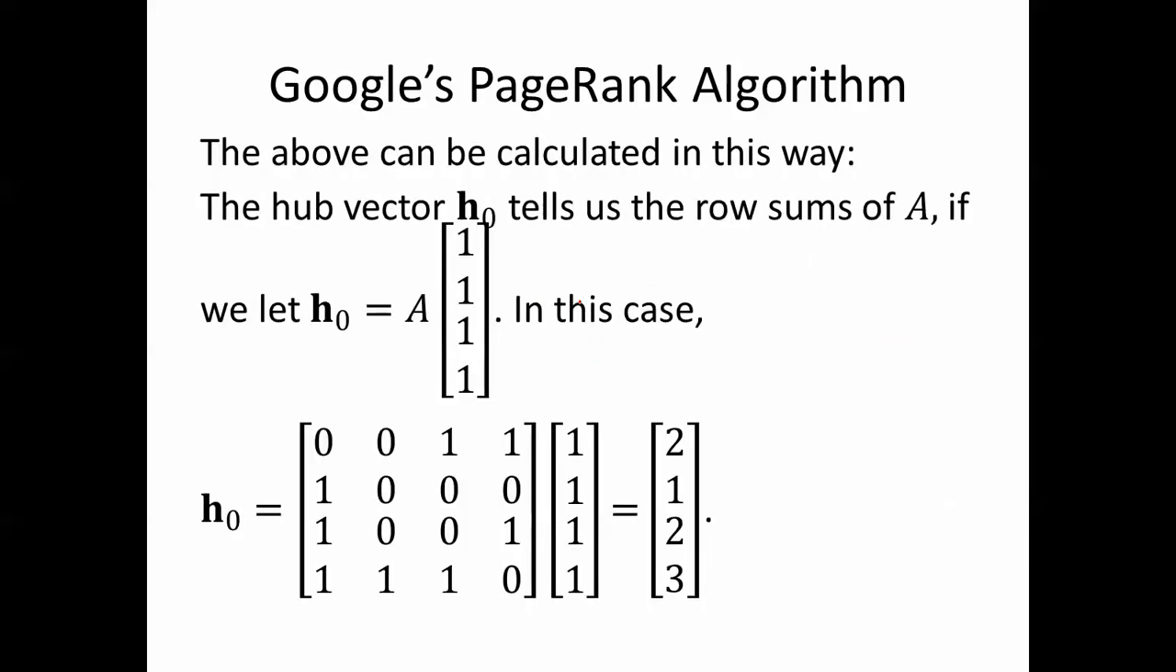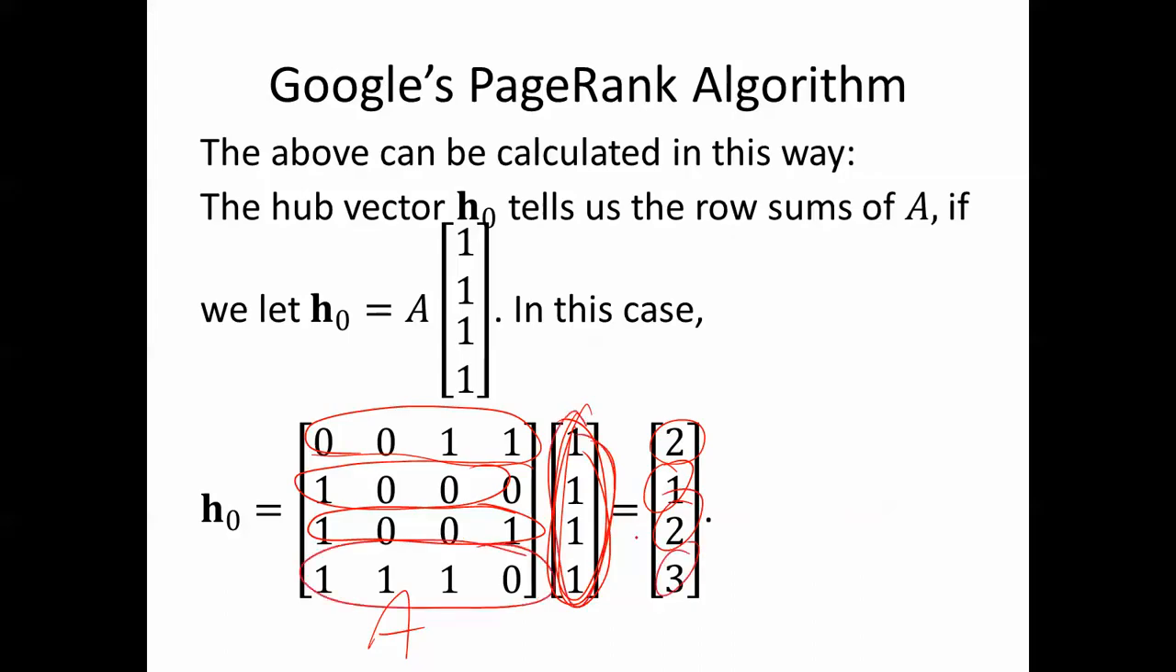So the above can be calculated in this way. Rather than actually count 1, 2, 3, you could just do it numerically. The hub vector h0 tells us the row sums of A if we let h0 equal A times 1, 1, 1, 1. So here is our vector, here's our matrix A, multiplied by 1, 1, 1, 1. And notice what we get. When we multiply this row by this column, we basically get the sum of the entries in the row, which in this case is 2. This row times this column gives us 1. Dot product of this row and this column gives us 2. And the dot product of this row and this column gives us 3. So 2, 1, 2, 3 tells us the row sums.